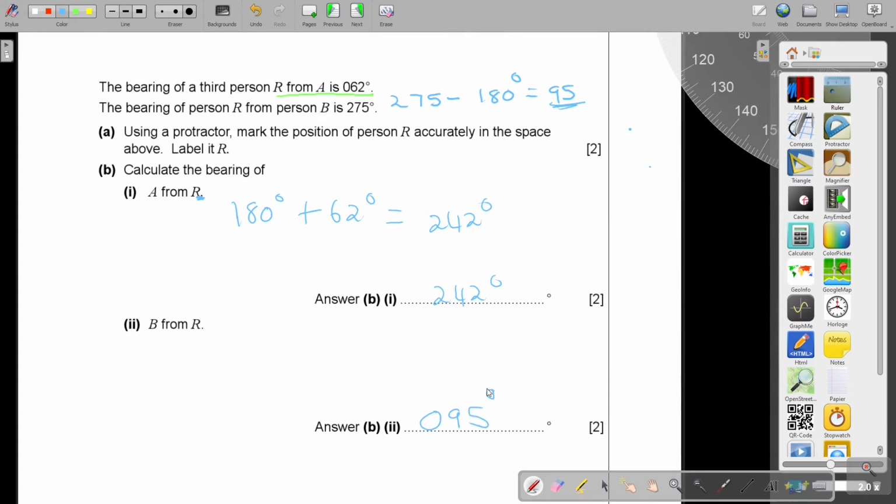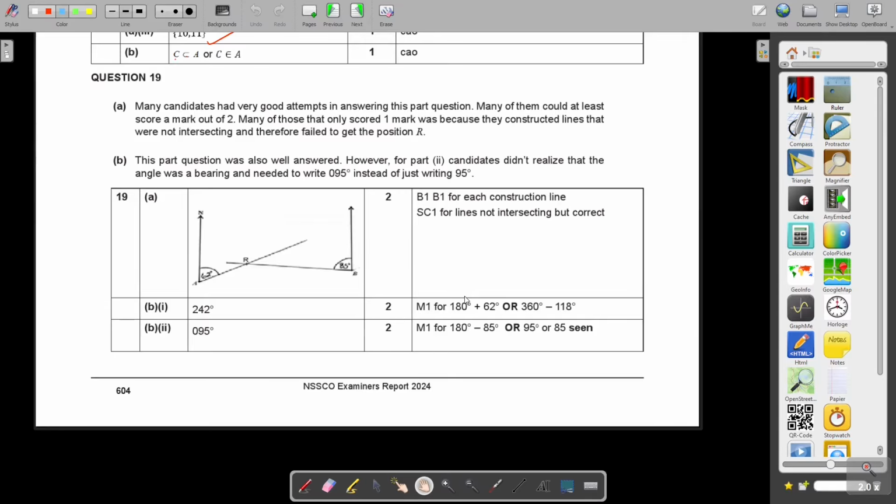Okay, so on the exam report, if you look here, this is question 19. Many candidates had very good attempts in answering this part question. Many of them could at least score a mark out of 2. Many of those that only scored 1 mark was because they constructed lines that were not intersecting and therefore failed to get the position R. Okay, but can you see it? According to the mark scheme, B1 for each construction line, and lines which are not intersecting but correct. Meaning, when will it not intersect? If you don't make it long enough. So make it long enough.